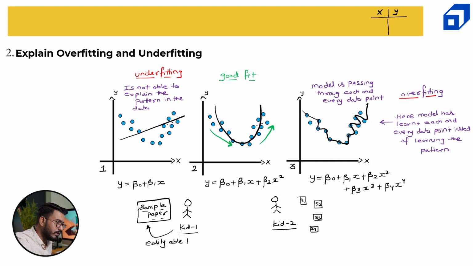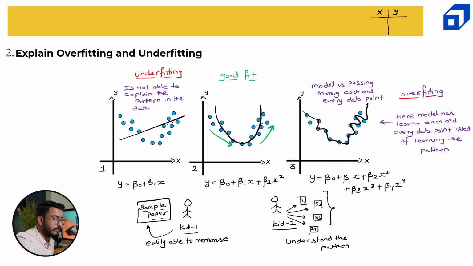So easily able to memorize. While kid number 2, since he or she is trying to go through variety of sample papers, kid number 2 will not be ending up memorizing these sample papers, but he or she will understand the pattern. Understand the pattern because this particular kid is trying out variety of sample paper.